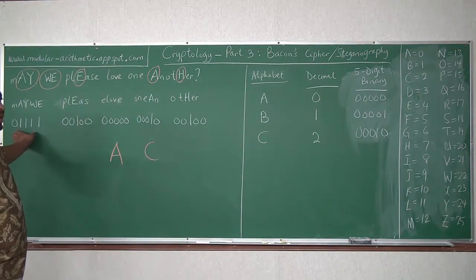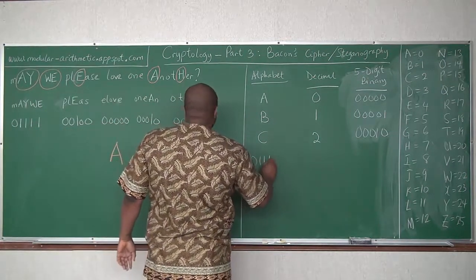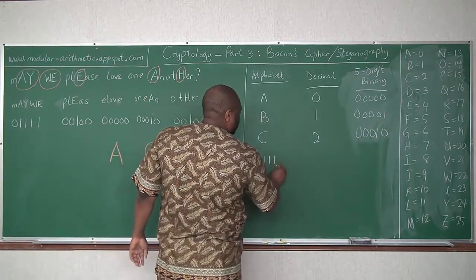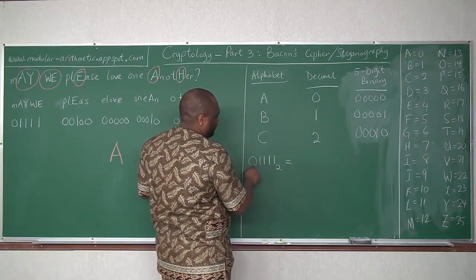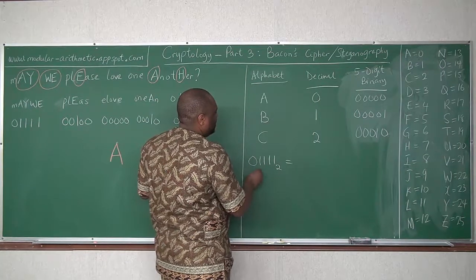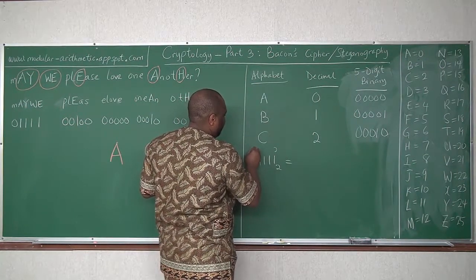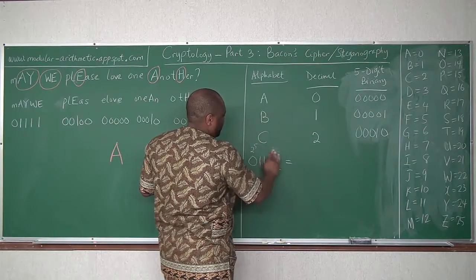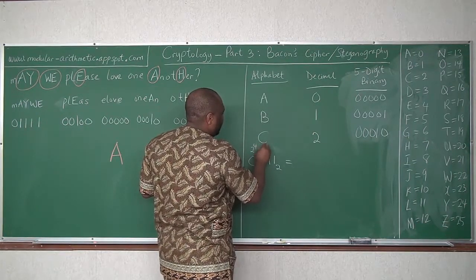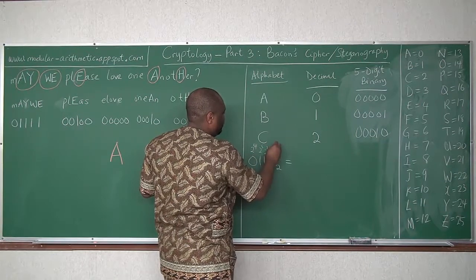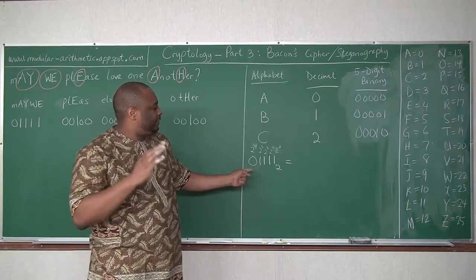Alright, so let's go ahead. This binary, let's find the decimal. So 0, 1, 1, 1, 1, base 2. This will be 1, 2, 3, 4, 5. So this is 2 raised to power 4, 2 raised to power 3, 2 raised to power 2, 2 raised to power 1, 2 raised to power 0.